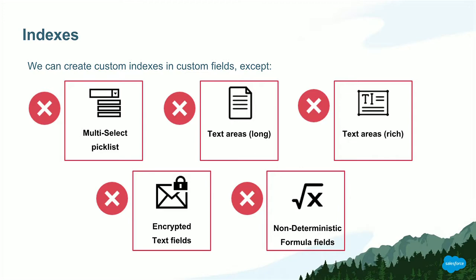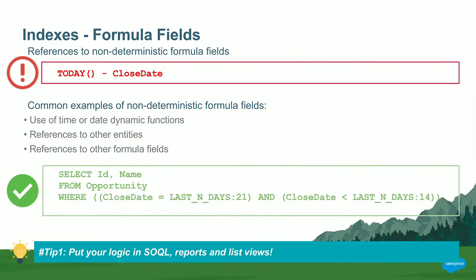And what does non-deterministic formula field mean? Okay, a formula field is non-deterministic when its value depends on another value. For example, TODAY is a dynamic date and time function, and its value is continually changing. So the platform cannot realistically maintain an index of a value which is continually changing. So the most common examples of non-deterministic formula fields are those ones: use of time or dynamic functions, or references to other formula fields or to other entities.